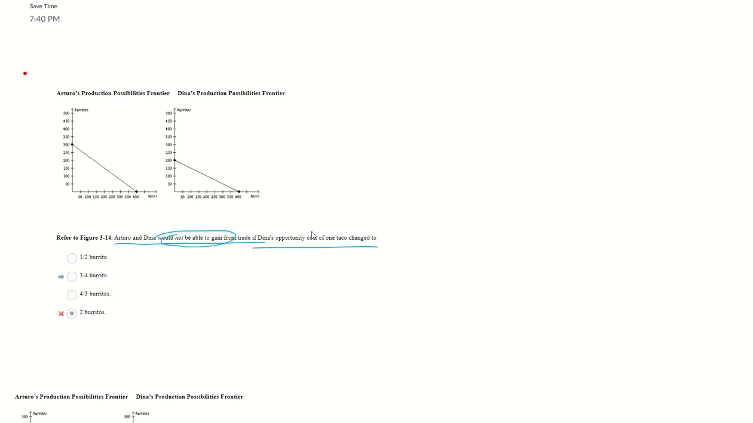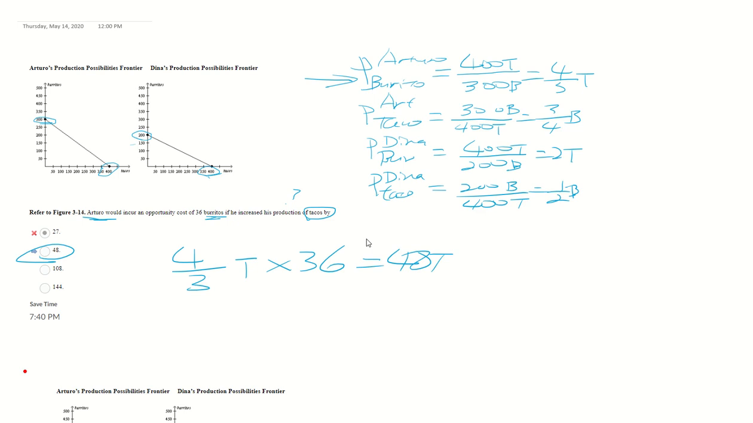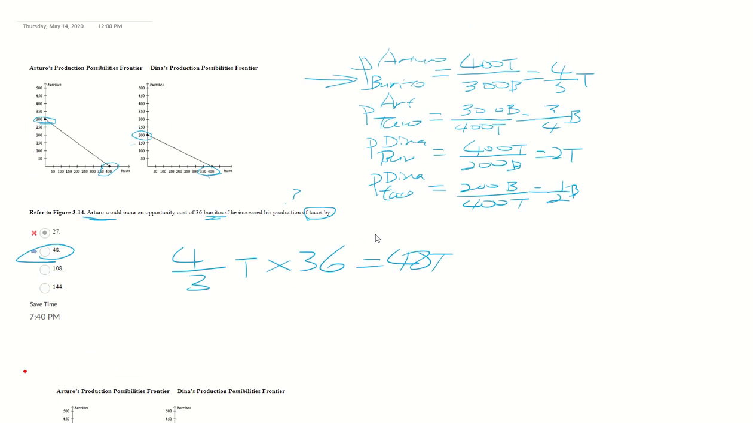Normally the two parties will always benefit from trading. The only time that wouldn't happen is whenever the two parties have the same opportunity cost. So let's look at what Dina's opportunity cost must be for one taco for that to be the case. So for Arturo, let me use a different color.